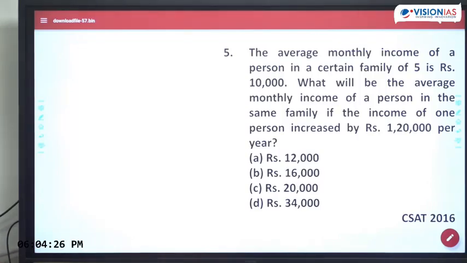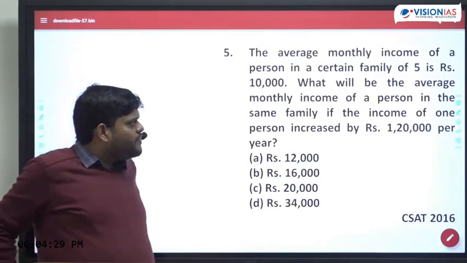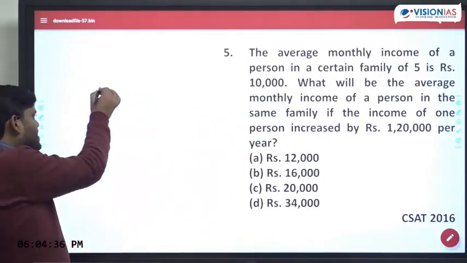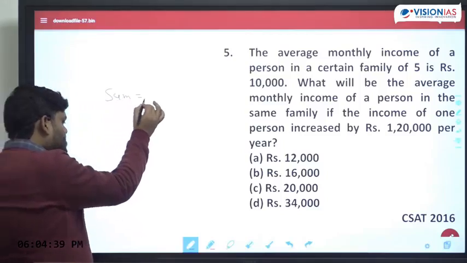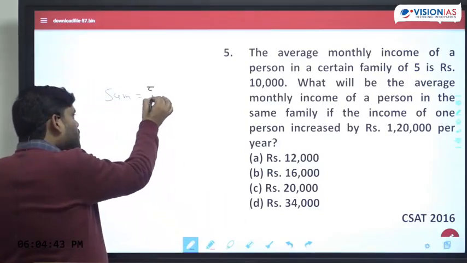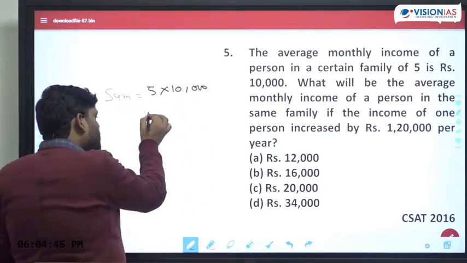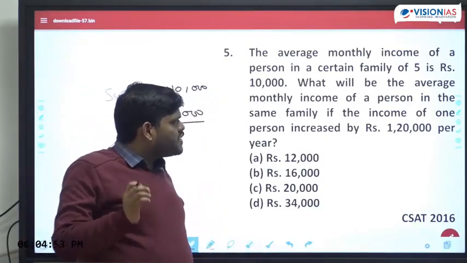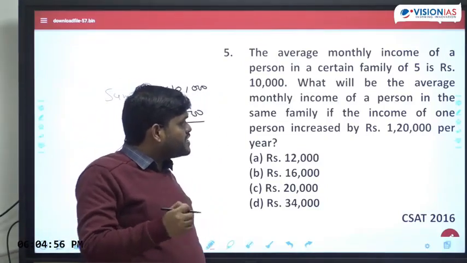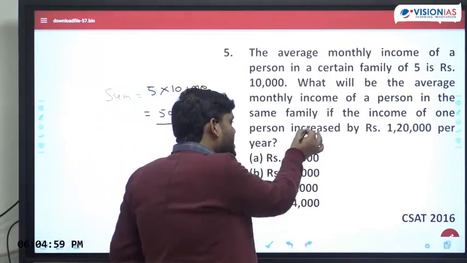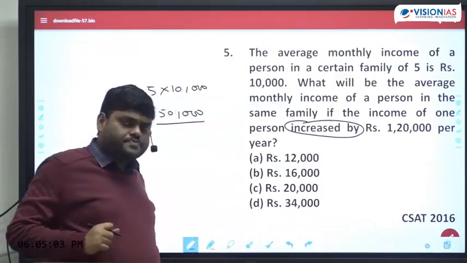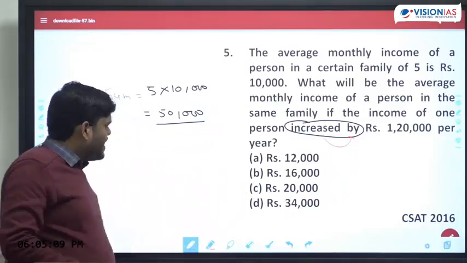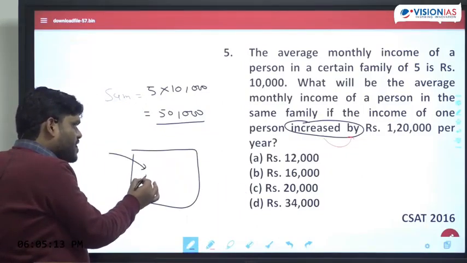Yes, the correct answer is D. See, we can solve with the formula, or without formula. The average monthly income of a certain family of 5 is rupees 10,000. So what is the sum? The sum is simply 5 into 10,000, that means 50,000 rupees. Now, what will be the average monthly income of a family if the income of one person is increased by, understand, this is the total increment. The question is saying the average of 5 is 10,000.